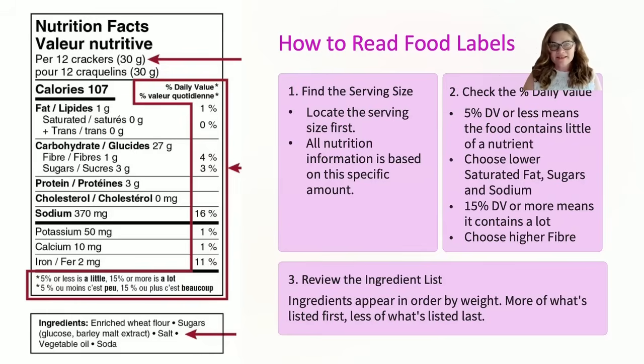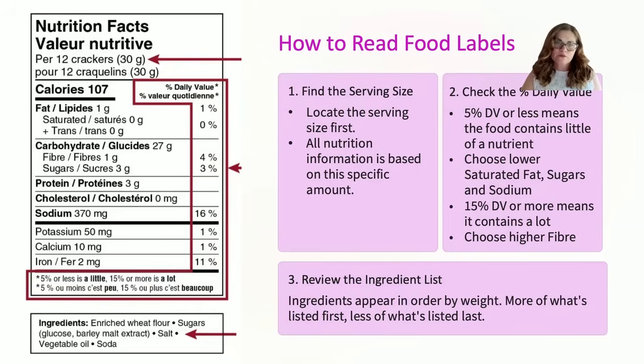Then the next thing is to forget about the calories at first. Go look at the percentage daily value on the right-hand side. At the bottom of the nutrition facts, there's a footnote that says 5% daily value or less is low in that nutrient, and 15% or more of the daily value is high. With liver health, you want to choose foods that are lower in saturated fat, added sugars, and sodium. I call those the 3 S's. So you want the 3 S's to have a lower number, and you want the F, fiber, to be higher.